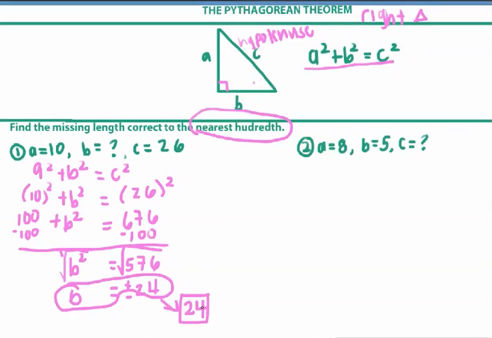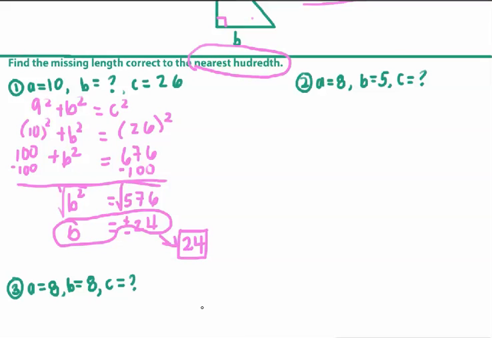Alright, so let's go ahead, let's try another one. So number 2, I have A is 8, B is 5, C, I don't know, so we're going to find out what C is. So here's what we do. We're going to just plug it into the Pythagorean theorem. So 8 squared plus 5 squared equals C squared.